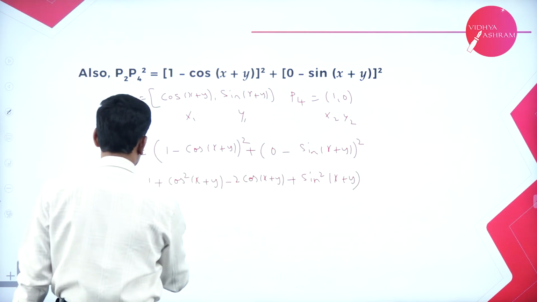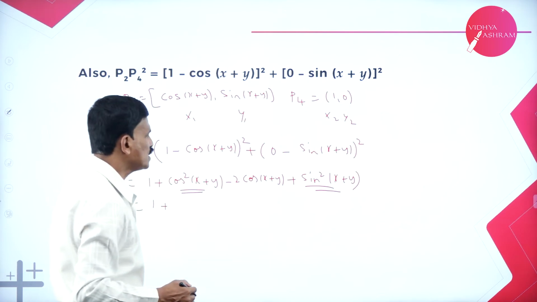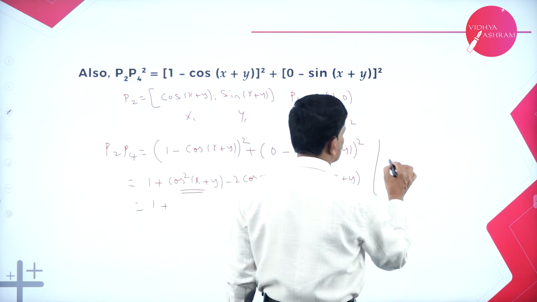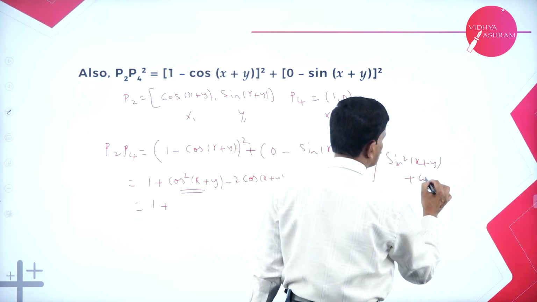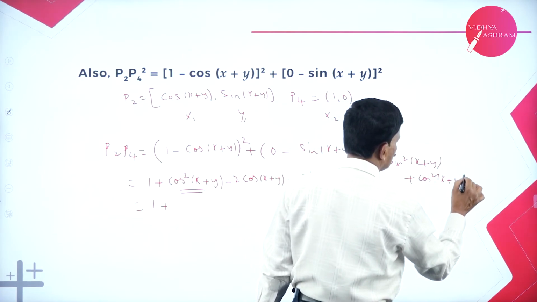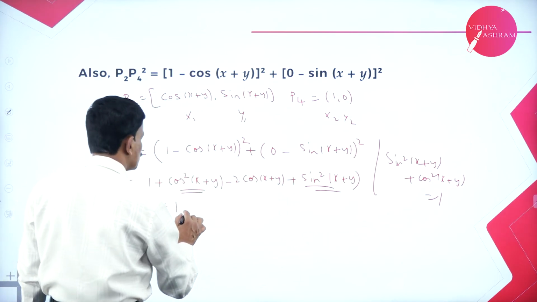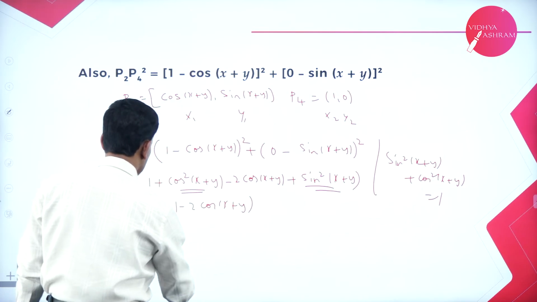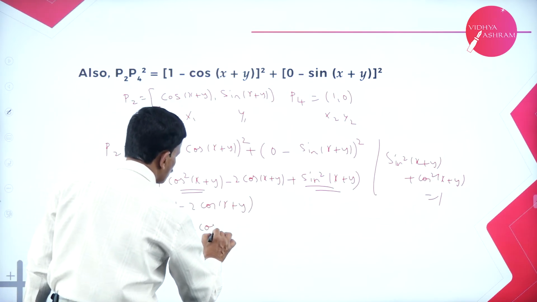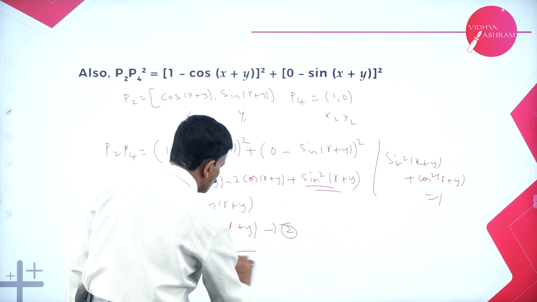Now this can be written as 1 plus, let us make this as 1, sin square(x plus y) plus cos square(x plus y), which can be written as 1. So cos square plus sin square of (x plus y) is 1, minus 2 cos(x plus y). So 1 plus 1 is 2 minus 2 cos(x plus y). This is equation number 2.